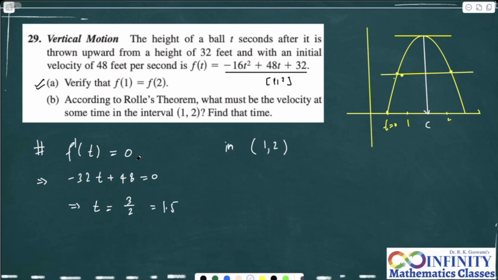Wait, in B, I have a question. It's asking what must be the velocity at some time in the interval. Are we just supposed to assume that it's where the tangent is 0, or what must be the velocity at some point? Yes. So basically, Rolle's theorem says that there is one point where the derivative is 0. The derivative represents the velocity. So there is one point where the derivative must be 0. So what must be the velocity at some point? It should be 0. This is what the question is, because we have surety about 0 only. We don't have surety about anything else.